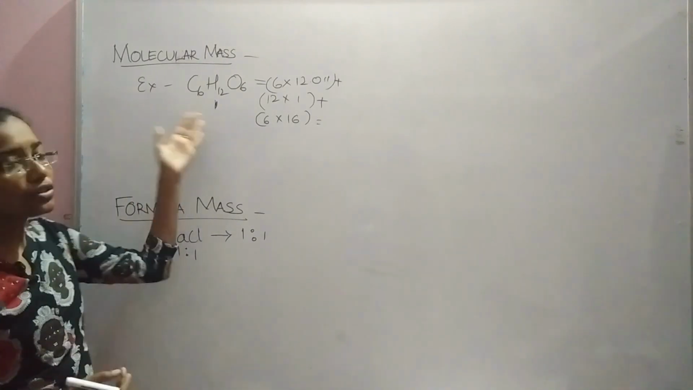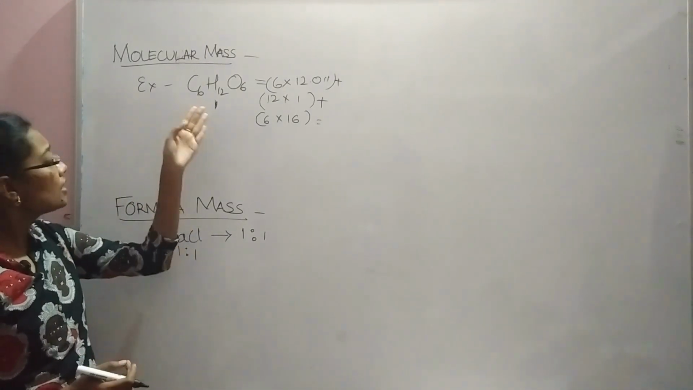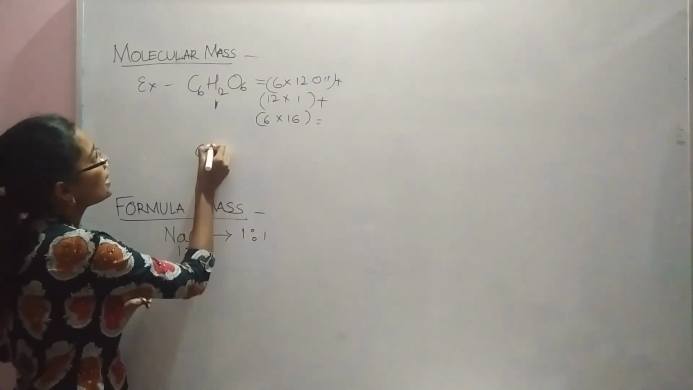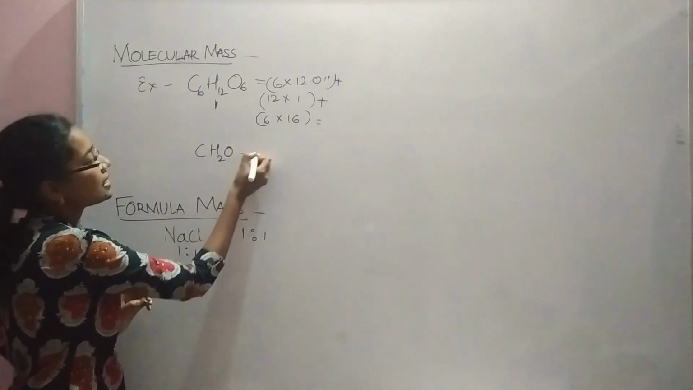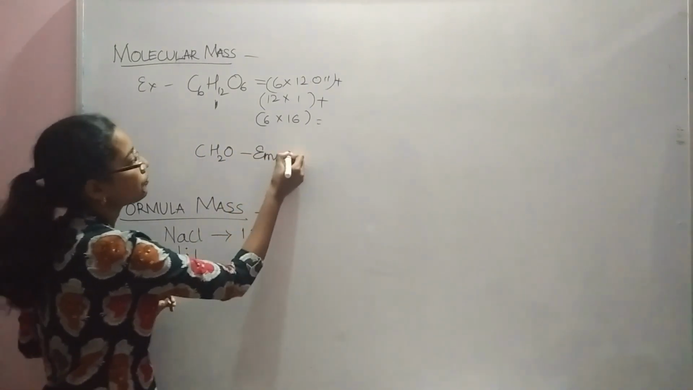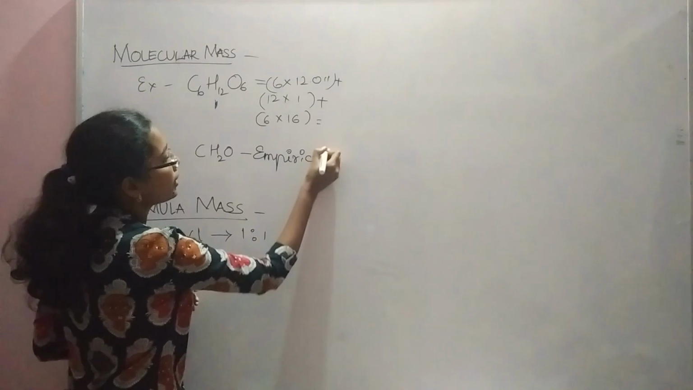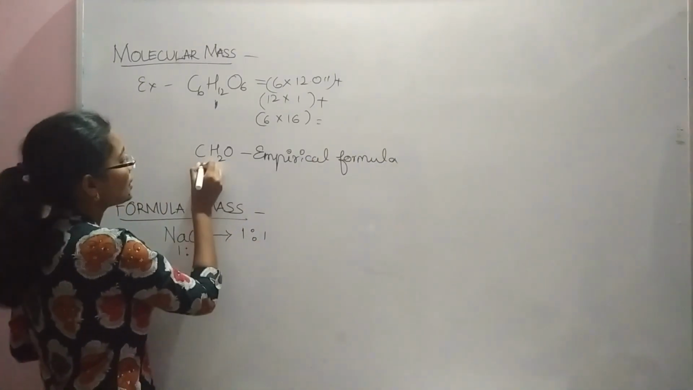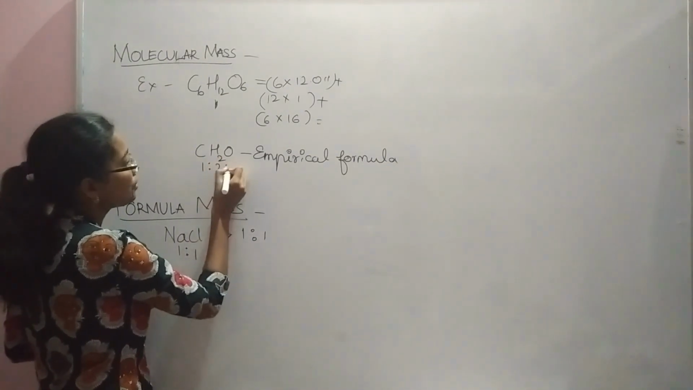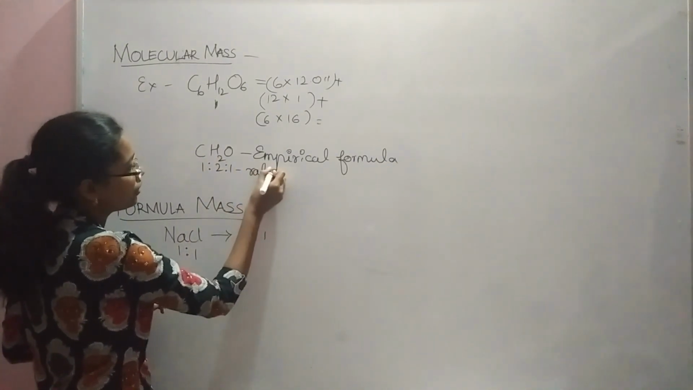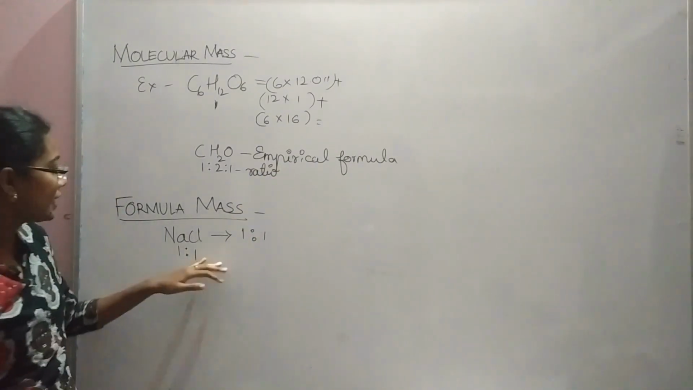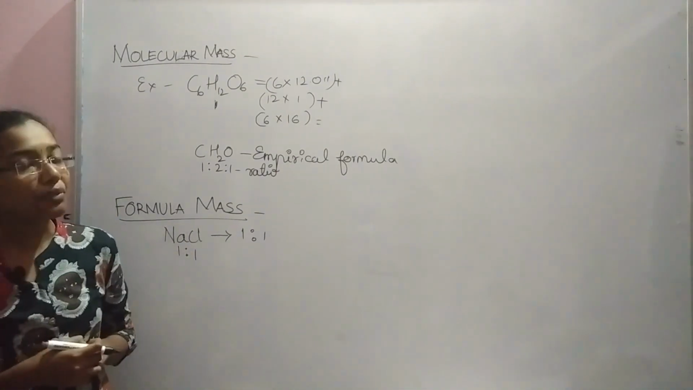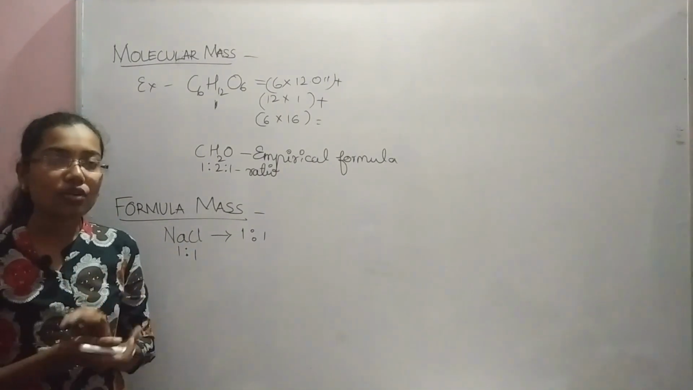And here also we can calculate the empirical formula of glucose. CH2O, this is the empirical formula of glucose. Those are present in a 1:2:1 ratio. And this is the empirical formula of NaCl. Those are present in a 1:1 ratio. Okay, you got the idea.